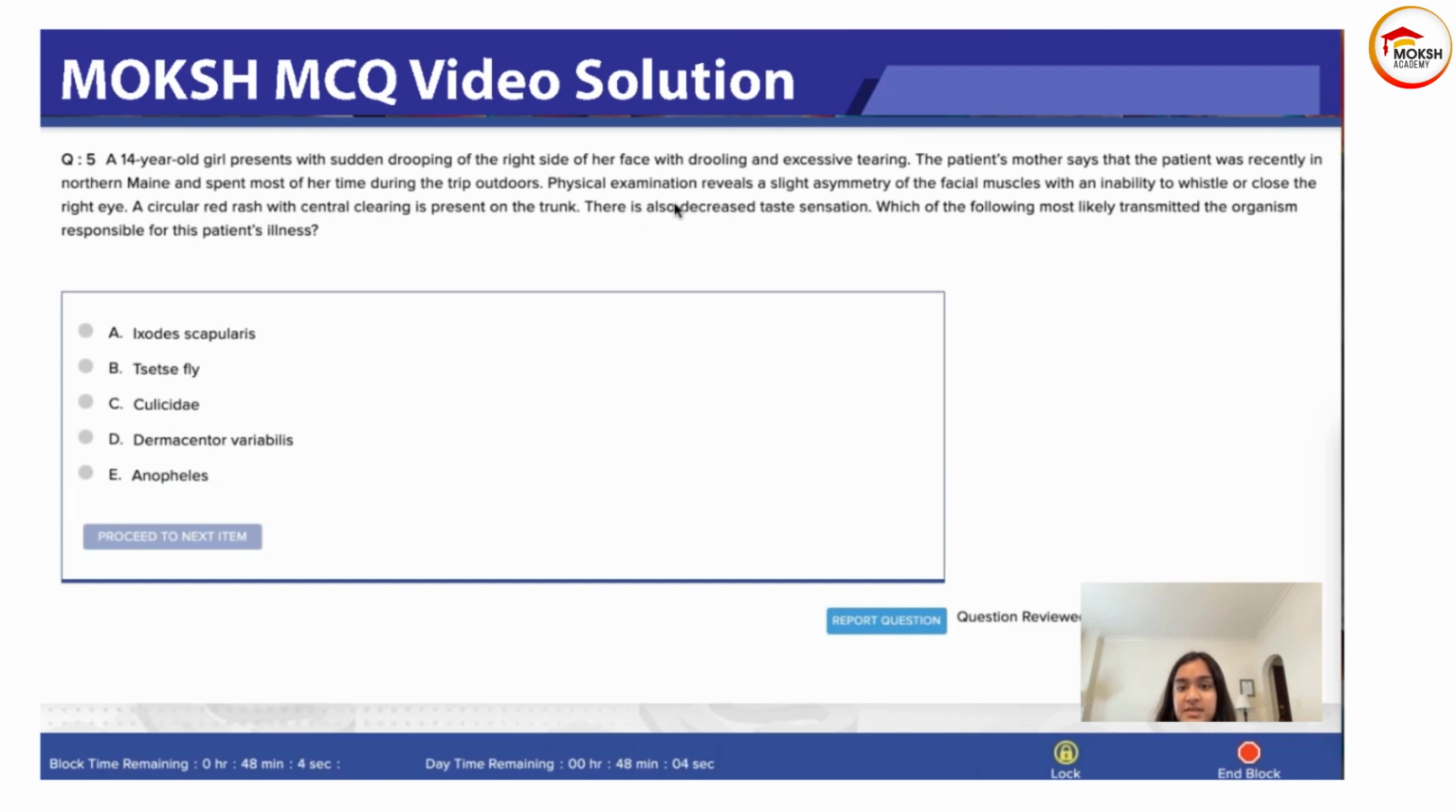There is also a decrease in taste sensation. Which of the following most likely transmitted the organism responsible? Was it the Ixodes scapularis, the tsetse fly, Culicidae, Dermacentor, or Anopheles mosquito?